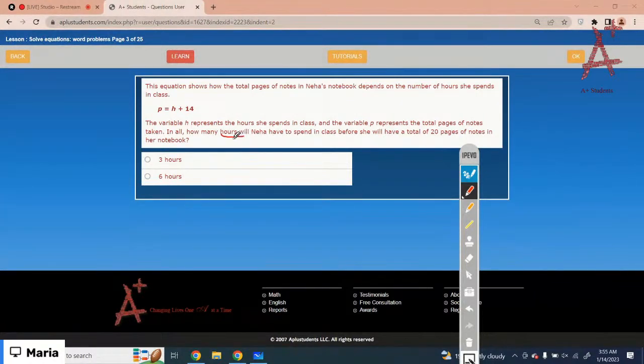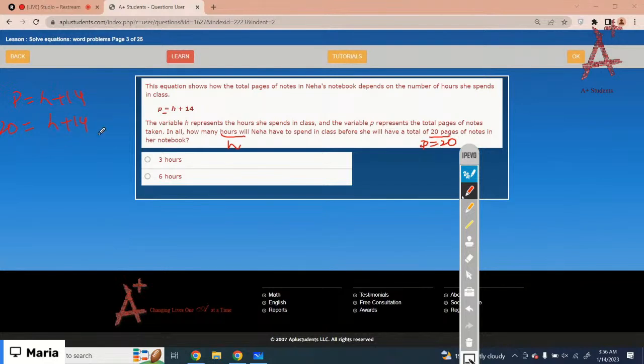So basically, you have to find the value of the variable H, in class before she will have a total of 20 pages. You are given the pages, that is 20. Got it? So just replace the value in the equation. It would be P equals H plus 14. Just replace the P with 20. It is 20 equals H plus 14.